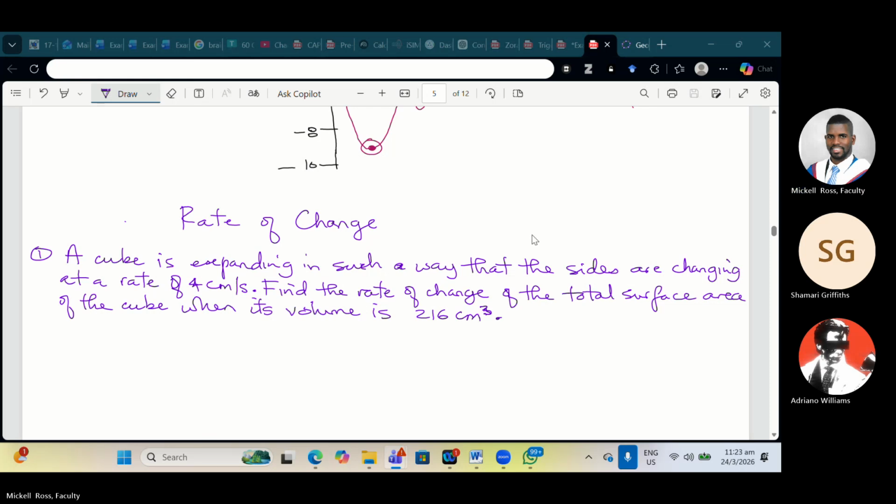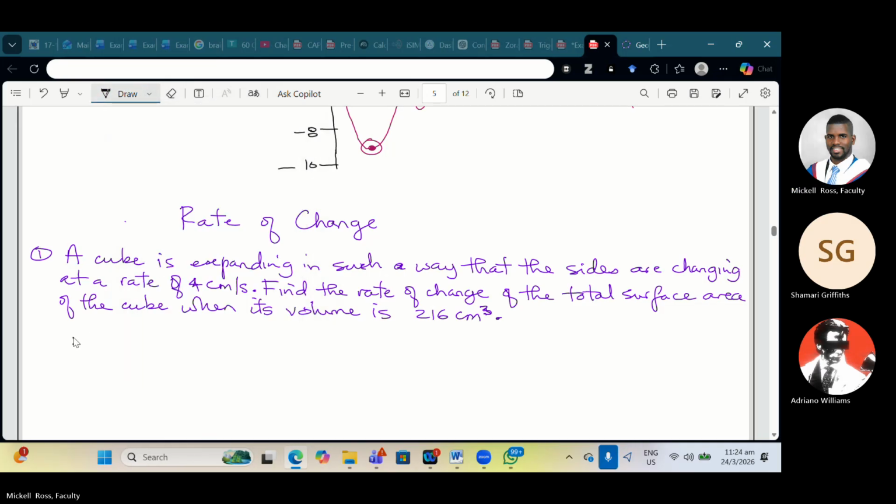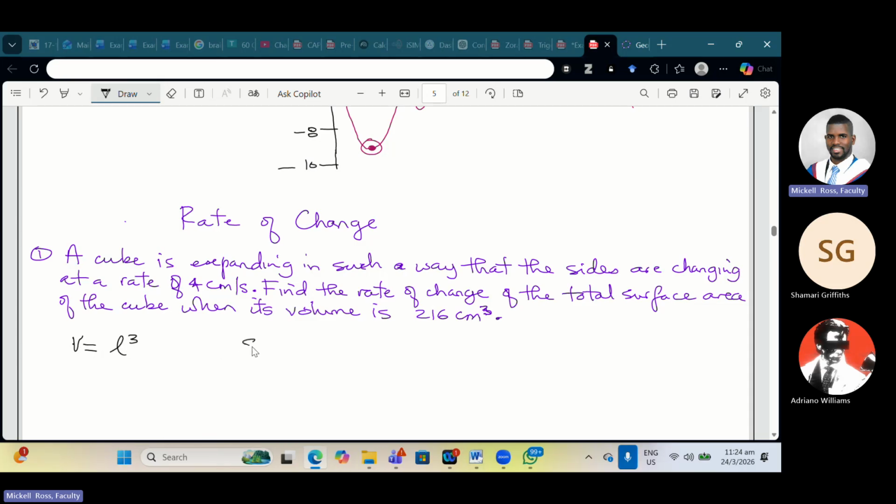Now, if we're talking about a cube, volume of a cube, let me use a different color. So the volume is equal to L cubed, and the surface area is going to be 6L squared. All right. So that's what we're dealing with.